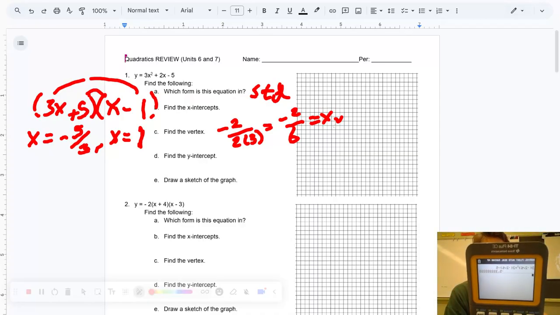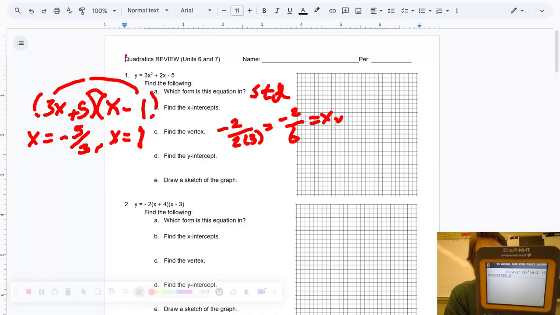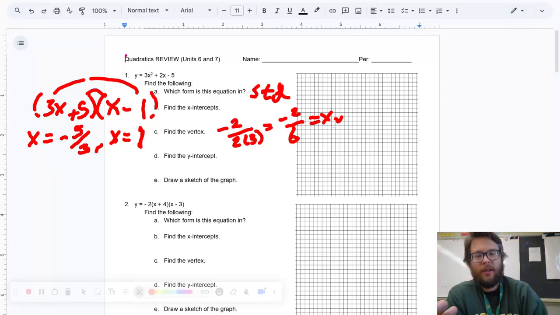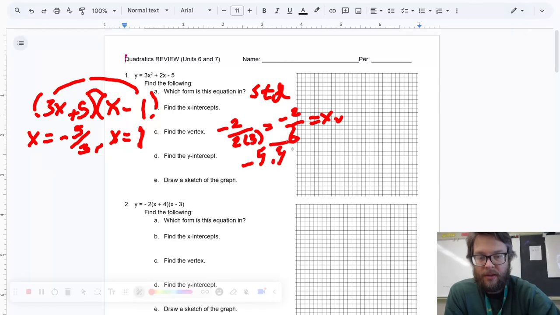I plugged it in, I got negative 5.333. So just look carefully at how I use the parentheses. And so the y value of the vertex is negative 5.3. That's the y value of the vertex. The y-intercept is negative 5.